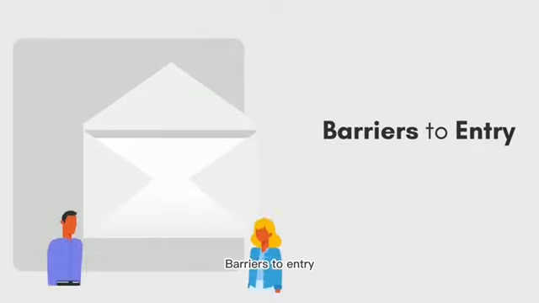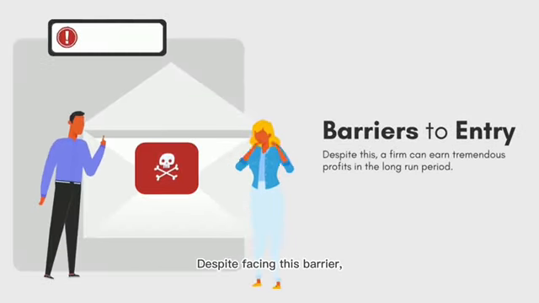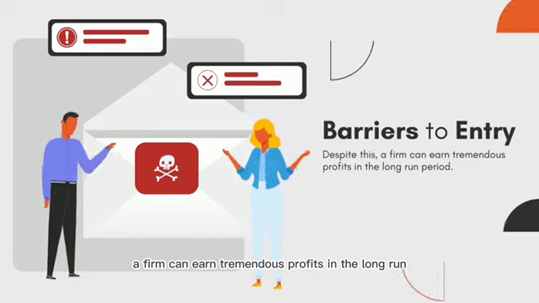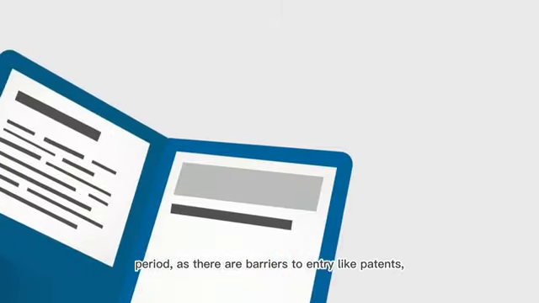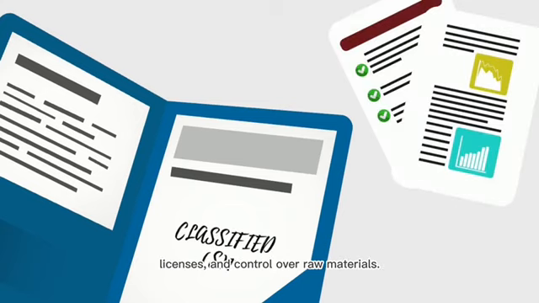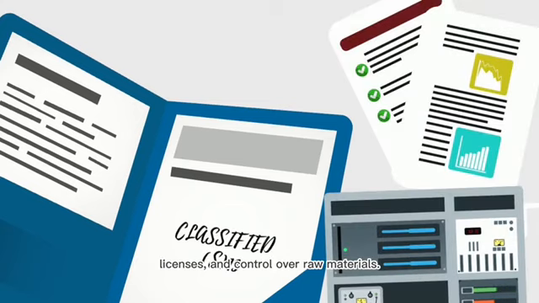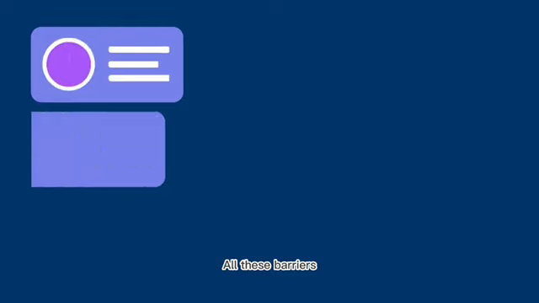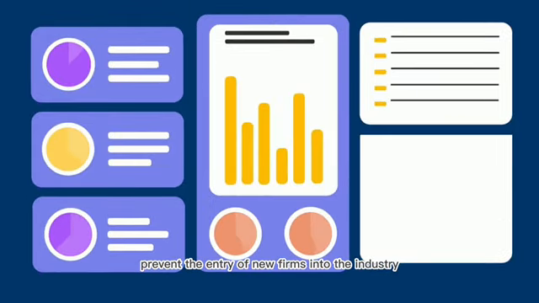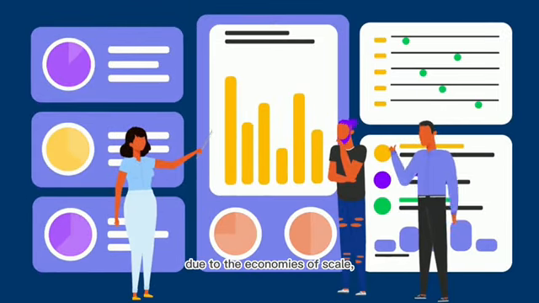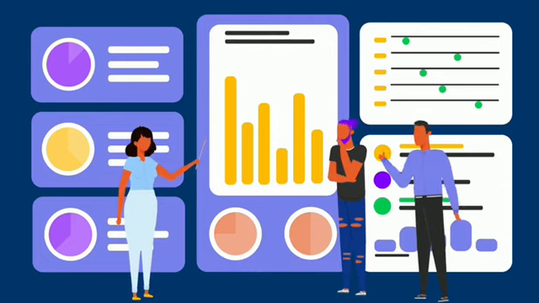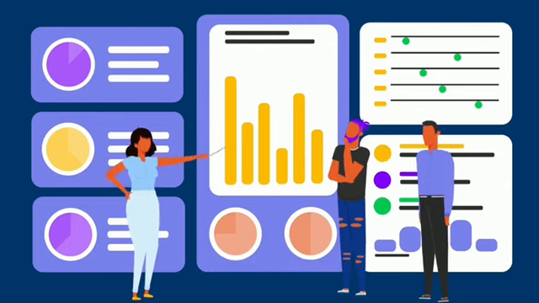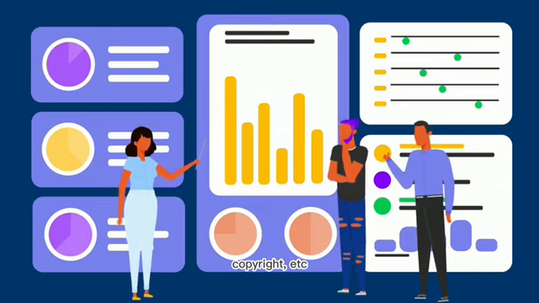Barriers to entry. Despite facing this barrier, a firm can earn tremendous profits in the long-run period, as there are barriers to entry like patents, licenses, and control over raw materials. All these barriers prevent the entry of new firms into the industry due to the economies of scale, high capital requirements, being forced to merge, copyright, etc.